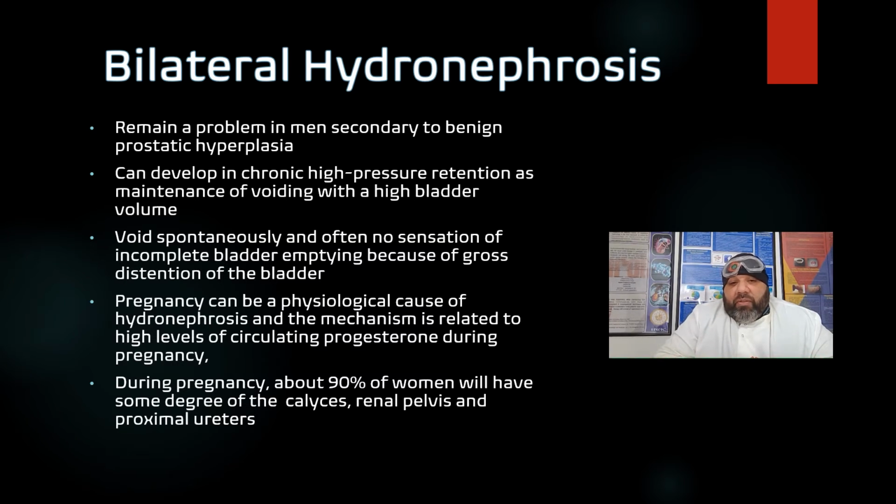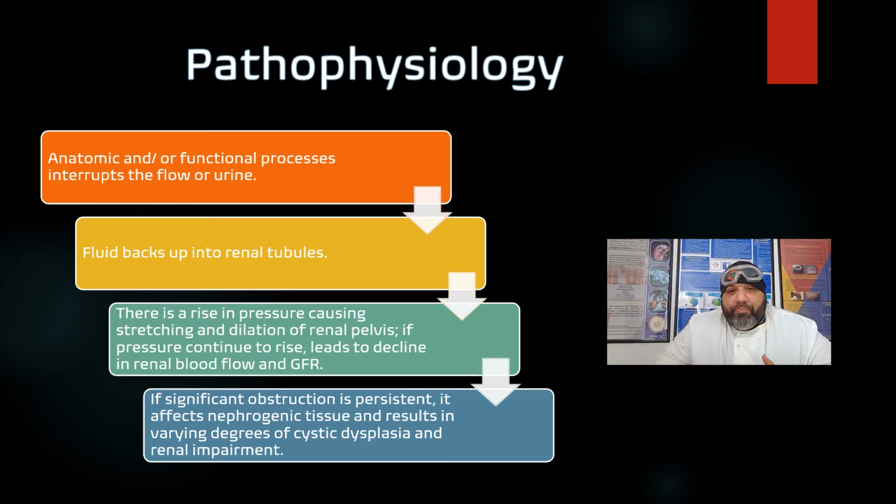In females, pregnancy can be a physiological cause of hydronephrosis, and the mechanism is generally related to high levels of circulating progesterone during pregnancy. During pregnancy as well, about 90% of women will have some changes of the calyces, renal pelvis, and proximal ureters, where hydronephrosis can be probable.